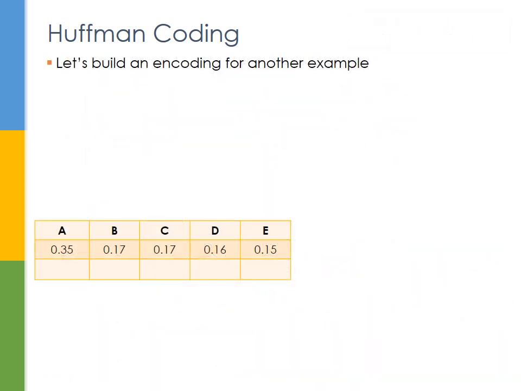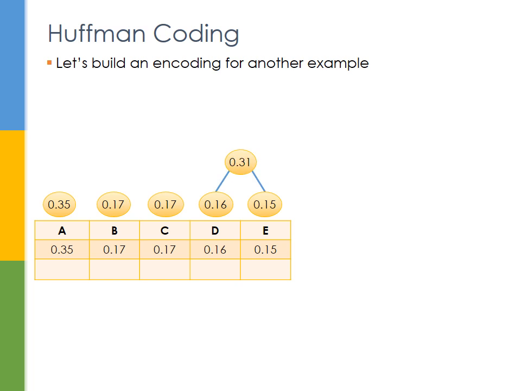Let's consider another example of the application of the Huffman coding algorithm. Here the table summarizes the symbols that we want to encode. We've got 5 symbols, A, B, C, D, and E, and over here you can see the probabilities associated with these 5 symbols. First of all, we need to generate a tree for each of the symbols, and then we need to perform repeated mergings until we end up with a single tree.